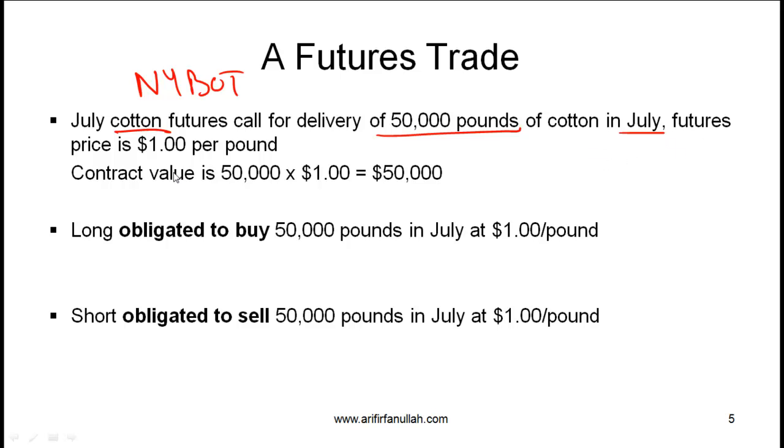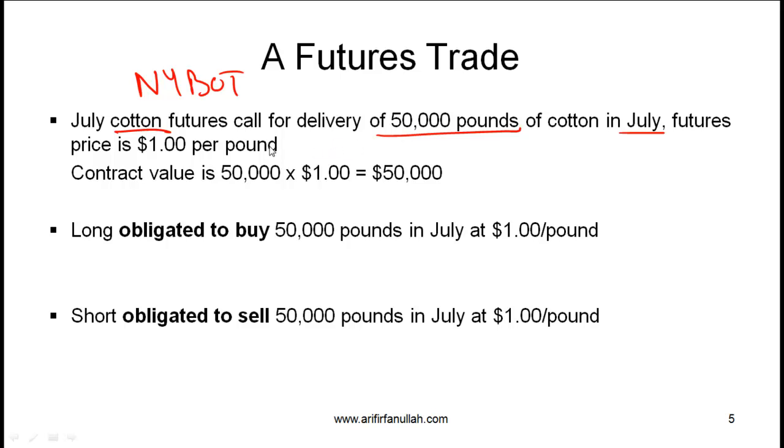The price typically for cotton is quoted on a per pound basis. So here I am very simplistically saying that the price is $1 per pound. If you actually look at the New York Board of Trade, the price is quoted in cents.